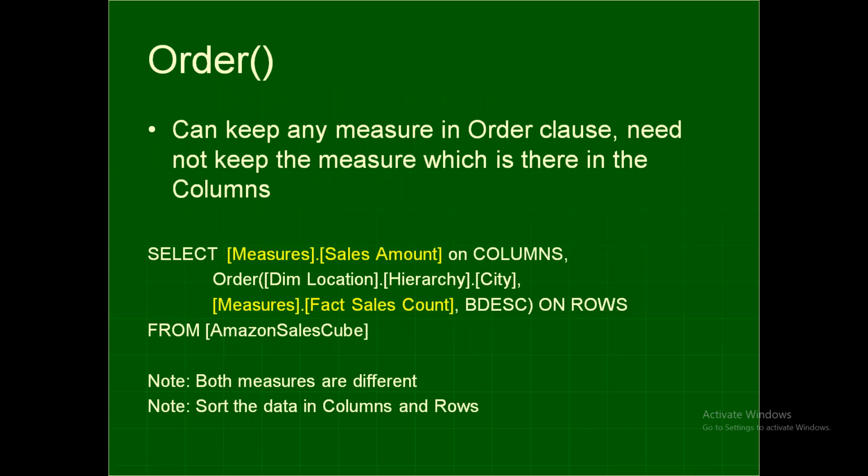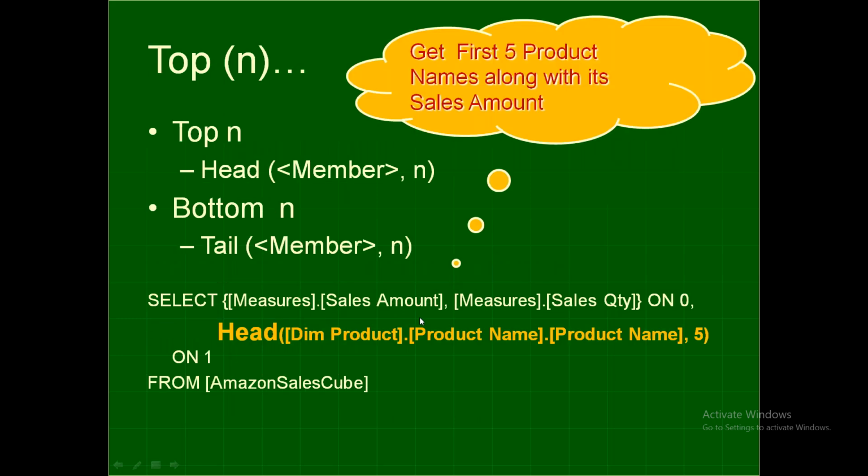Now, you can keep any measure in the order clause, you need not keep the measure which is there in the columns. I told you, right? I'm using sales amount here, but I'm planning to sort the data based on the quantity sold. This we have already seen. Now, I wanted to get top n rows. For example, sometimes people would ask you, I want the first five rows or last five rows. Like that, I would like to see the sales. So we can use head, and head of five means it is going to give you the first five rows, not top five rows, first five rows in a given table.